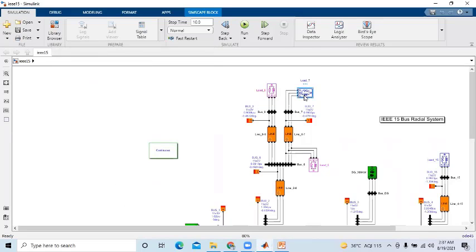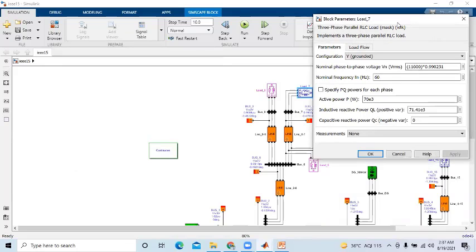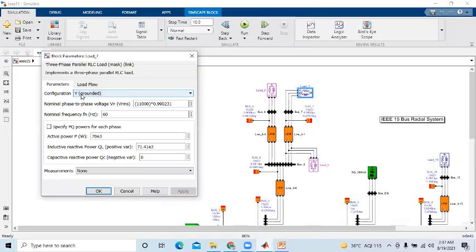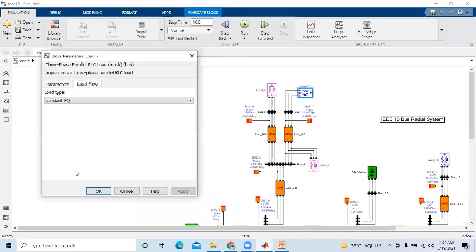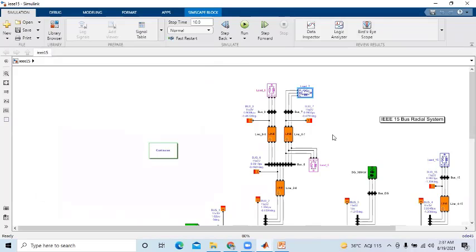Similarly, the other loads are also specified. For example, look at load number 7. This load is also star grounded with an active power of 70 kilowatts and an inductive reactive power of 71.41 kVAR. Again, this load does not have any capacitive reactive power. That's why it is defined as equal to 0. Similarly, we have to define each of the loads at the connected buses.